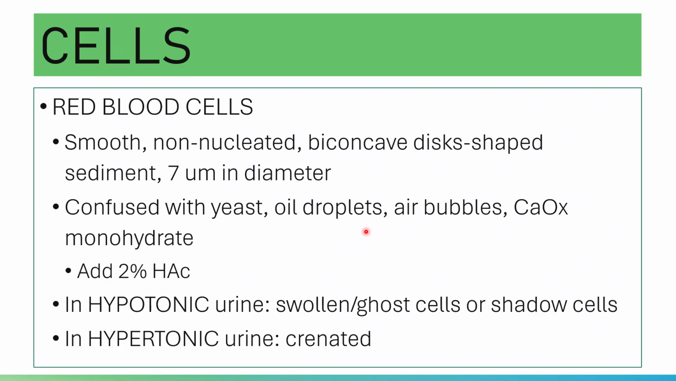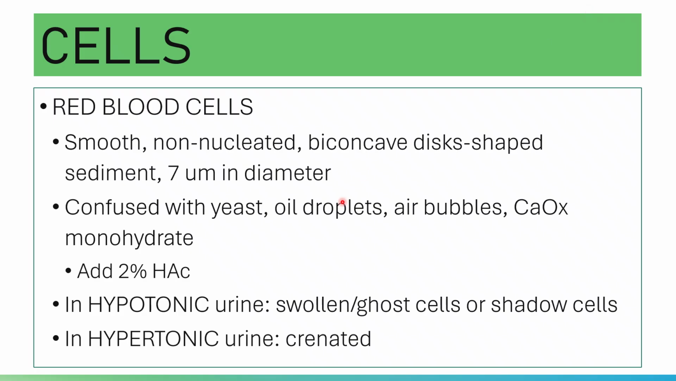With just the size variation, you can easily distinguish a red cell from oil droplets and from air bubbles. Of course, oil droplets are highly refractile. And then we have your yeast.